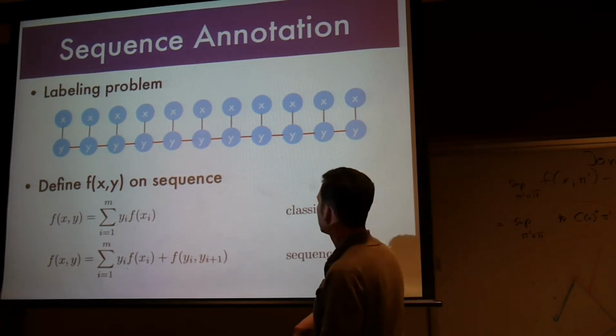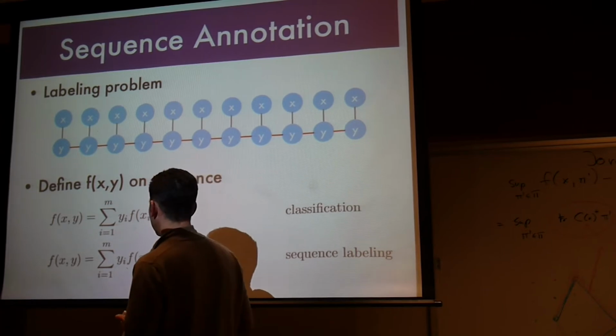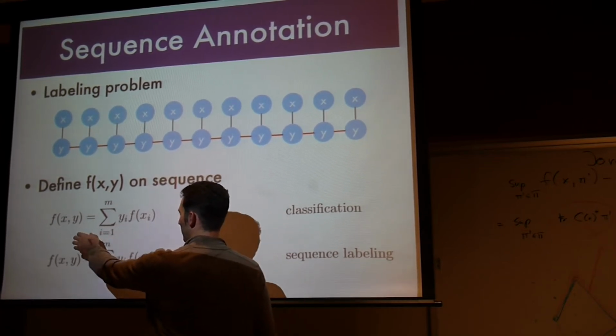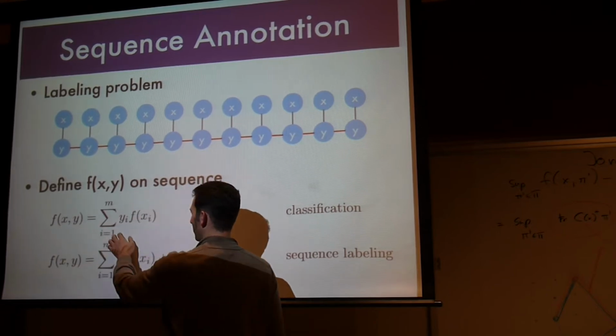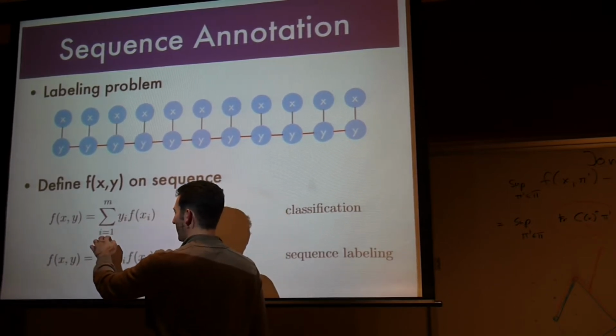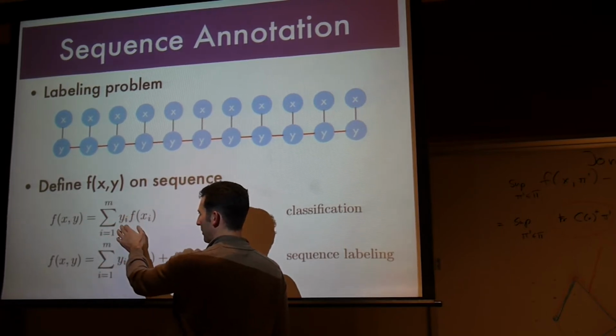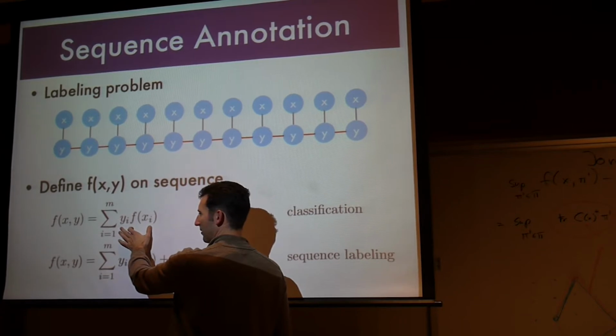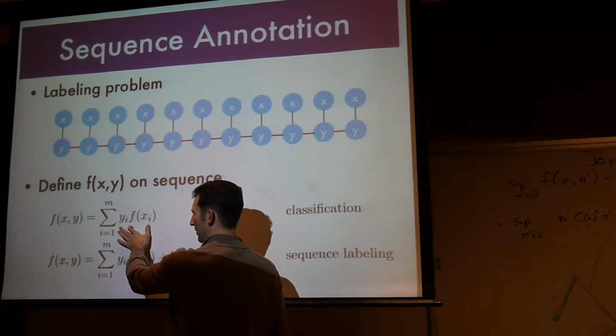So there's the problem. If I just have things independently, then I define f of x and y to be the sum over yi f of xi, in which case finding the optimal labeling is trivial. I just pick yi to be the sign of f of xi, right? That's trivial, because here they're independent.